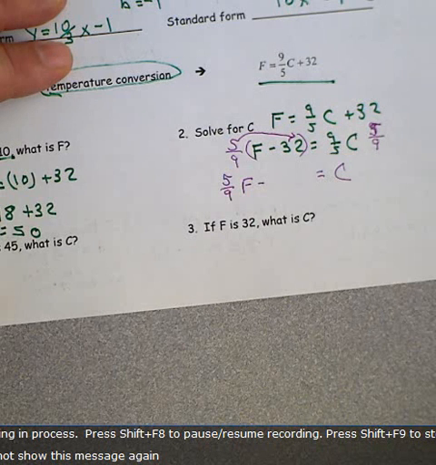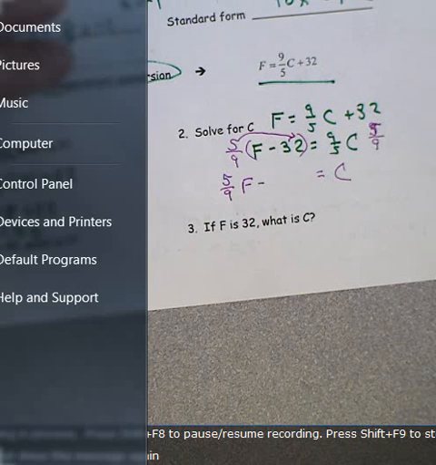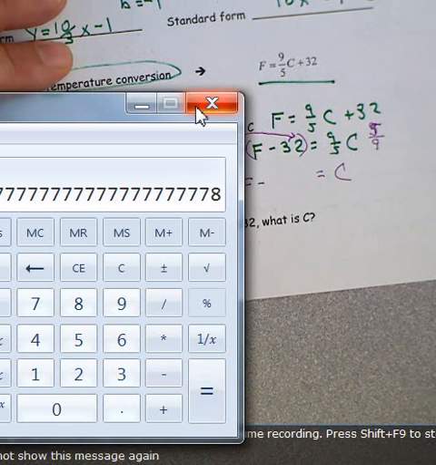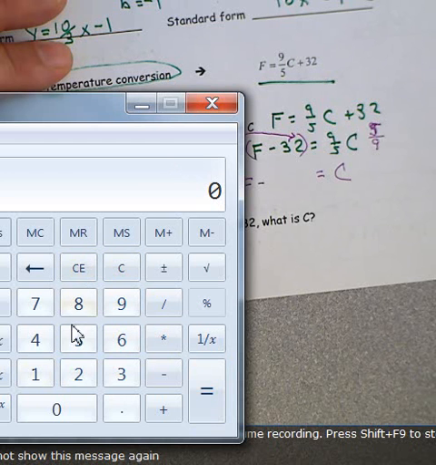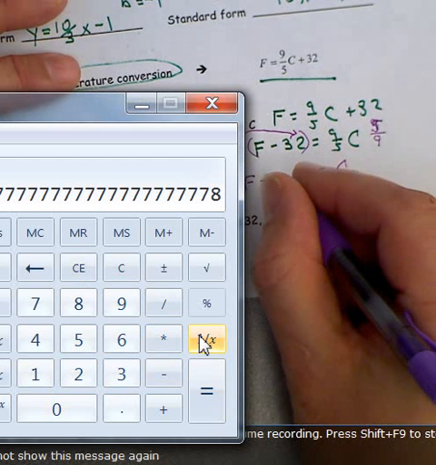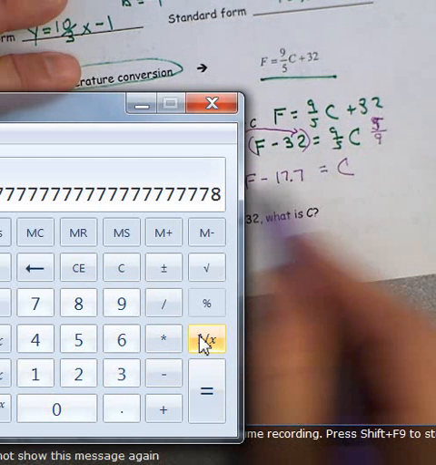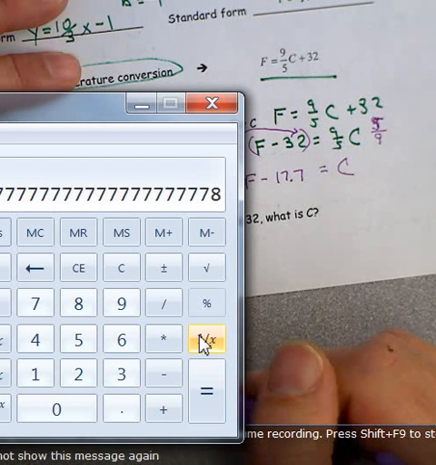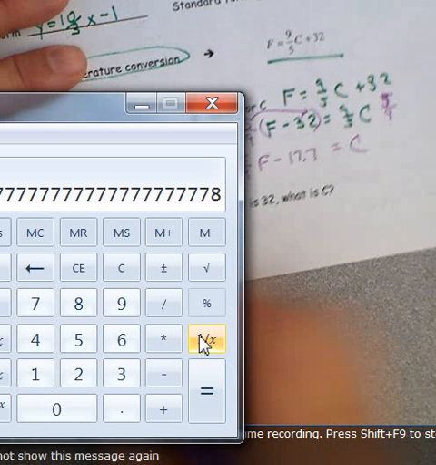I'm going to go ahead and pull up the calculator here. 32 times 5 divided by 9 gives me 17.7. Try it one more time to make sure. 32 times 5 divided by 9 is 17.7. Now I could write it out like this, but maybe it's better even just to keep this 5/9 on the outside here. I'm going to do that when I write it down here.